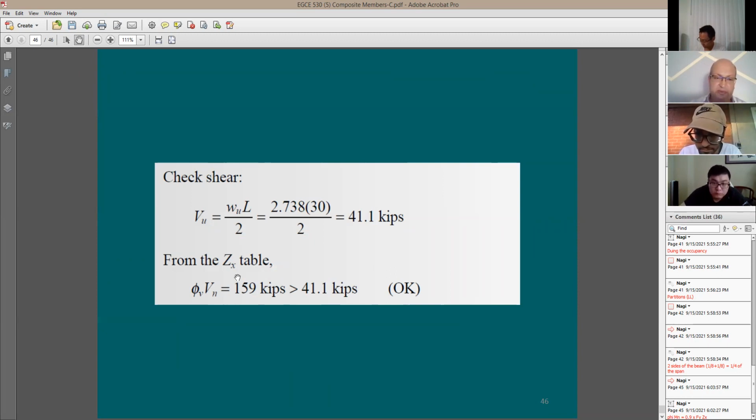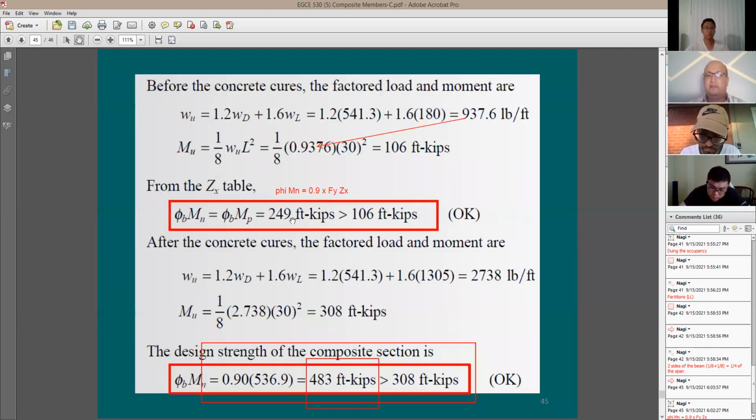If you open also the tables, there are some tables in the steel manual, it's called the ZX table. So you're going to find out for each beam size, you're going to see phi Vn for it. So your phi Vn, if you just open the steel table, is going to be 159 kips. Same as if you calculate it by hand yourself. Now, the shear strength is going to be the same for both construction case and occupancy case, right? Shear strength is going to be the same because it's based on the steel web only. Concrete has no contribution to it.